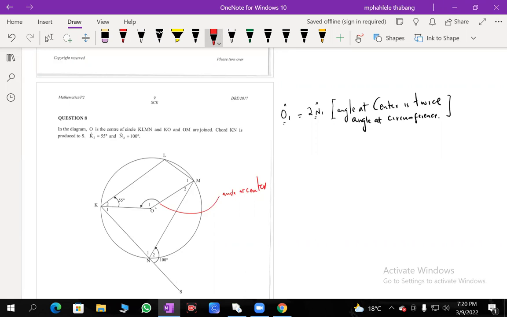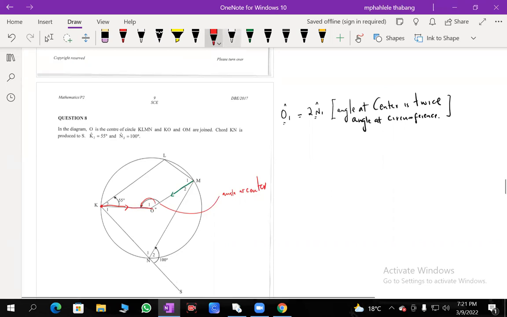You have to know that the angle at the center and the angle at the circumference must be subtended by the same chord. If you look at the angle O1 here, being the angle at the center, what subtends angle O1? What forms angle O1 is the line from K and the line from M. When these two lines meet, they meet here at the center.